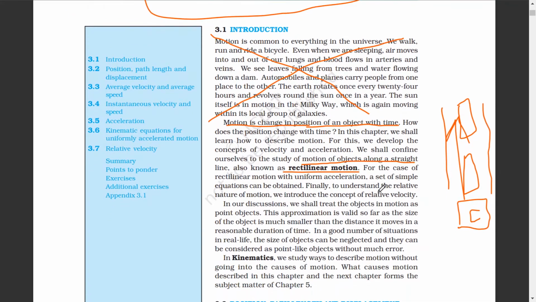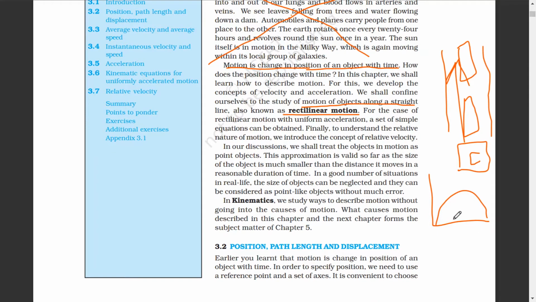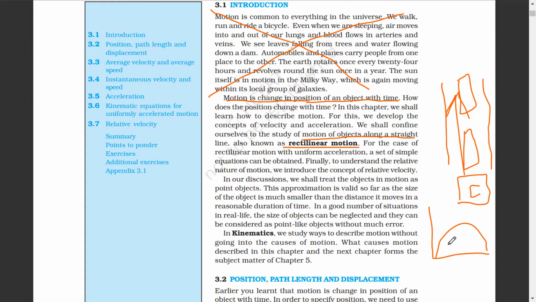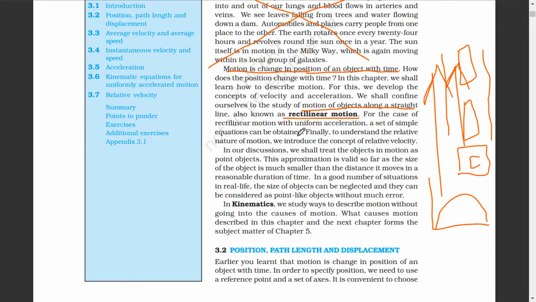Also, in the next chapter, we'll come across motion other than rectilinear motion, like projectile motion, oblique projectile, horizontal projectile, right? But in this chapter, we'll confine ourselves only to motion in a straight line, right? Let us go. For the case of rectilinear motion with uniform acceleration, a set of simple equations can be obtained. Finally, to understand the relative nature of motion, we introduce the concept of relative velocity.